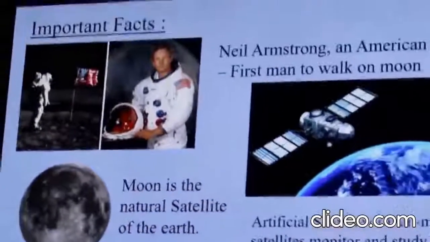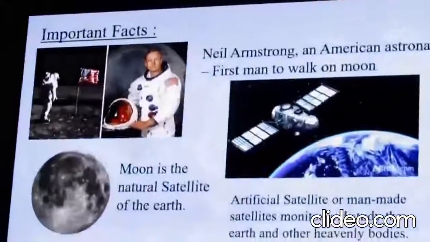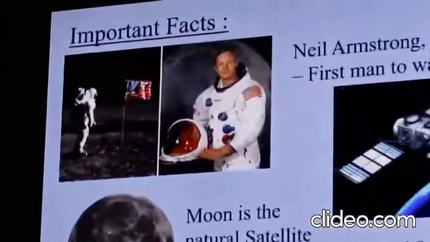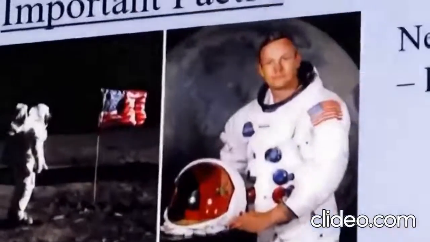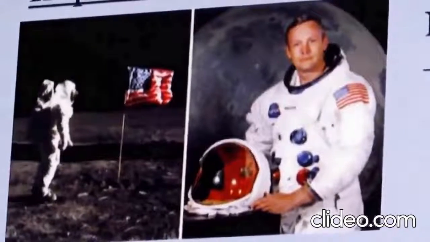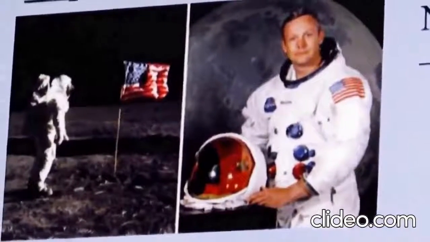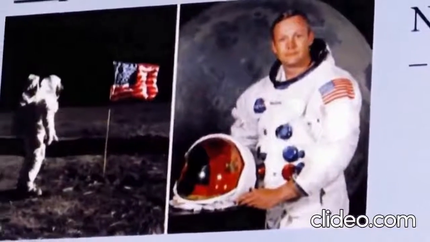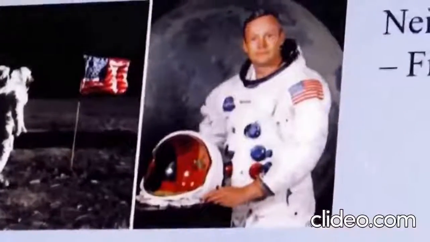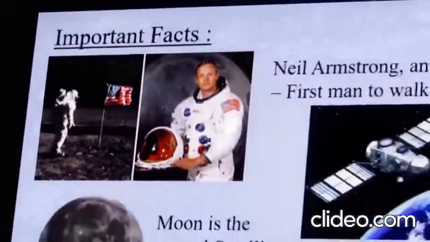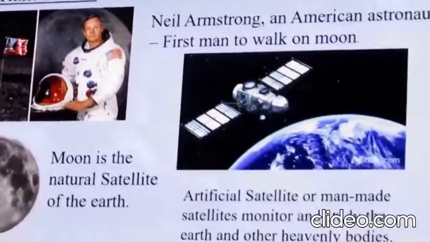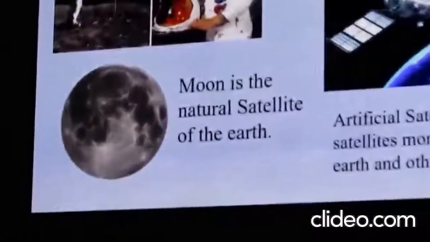There are some important facts in this lesson. You can see the picture of an astronaut. Who is an astronaut? An astronaut is a person who is trained to fly in a spacecraft, not an aircraft, spacecraft. And Neil Armstrong, an American astronaut, was the first man to walk on the moon. And in the second picture you can see that the moon is the natural satellite of the earth.